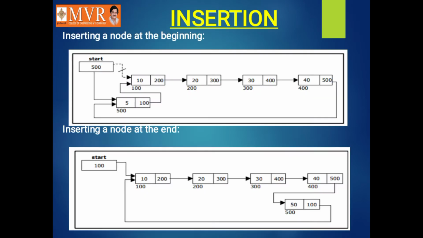See, insertion. As we know, insertion of a node into a circular linked list, or any single linked list or double linked list, can be done in three ways: insertion of a node at the beginning of the linked list, insertion of a node at the end of a linked list, or insertion of a node at any position of a linked list. Here we come across the insertion of a node into a circular single linked list. Here we get the pictorial representation.